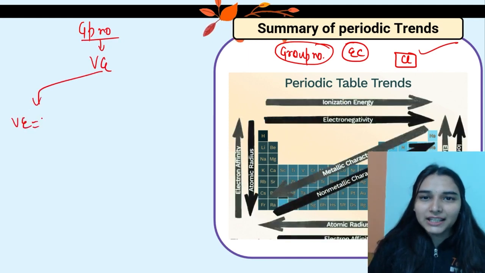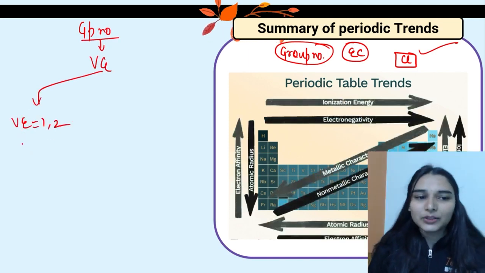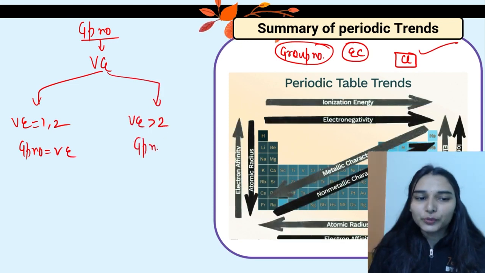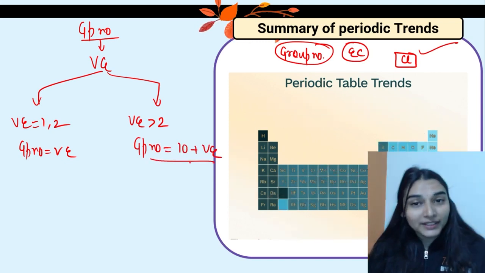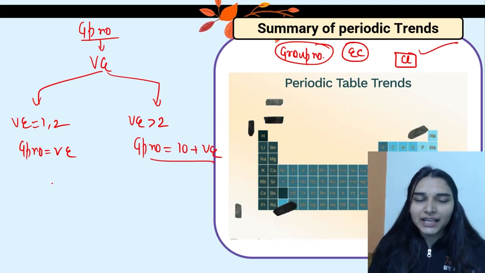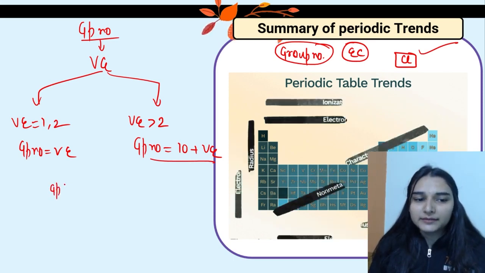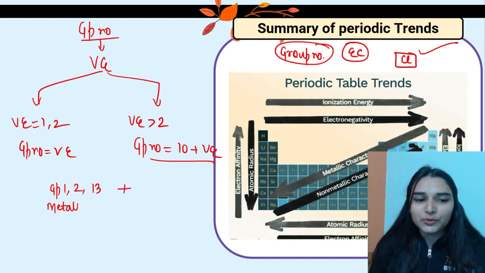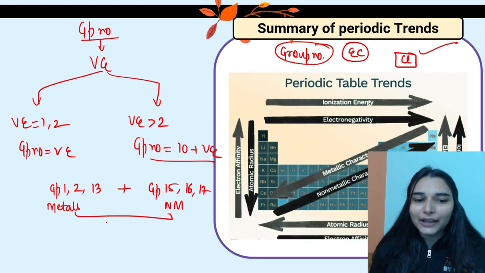If valence electrons are equal to 1 or 2, then group number is equal to valence electrons. If valence electrons are more than 2, then in that case group number is equal to 10 plus valence electrons. ठीक है, and bonding वाली चीज़ भी देख लेना. Questions आ जाते हैं like you are having group number 1, 2 and 13 elements are usually metals. Boron is an exception though. They are metals and they combine with elements of group 15, 16 and 17 which are non-metals to make the ionic bonds. है ना, they make the ionic bonds.